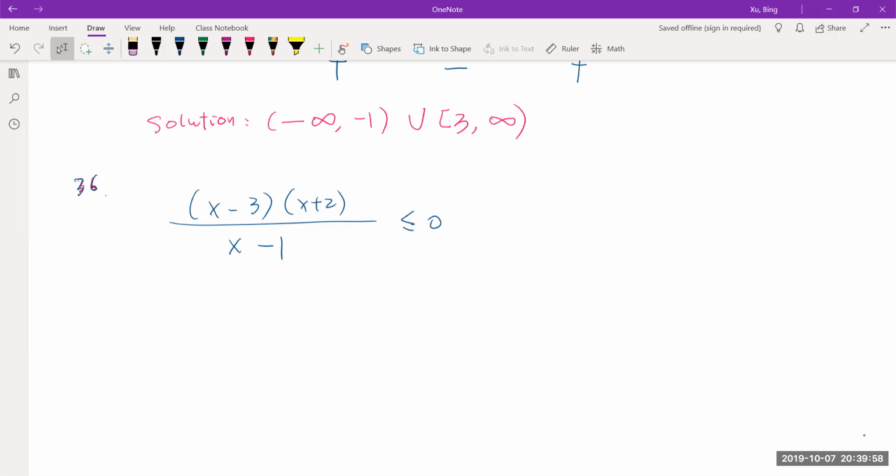Is it supposed to be positive or negative? What do you mean? Less than or equal to 0? Do I want this to be positive or negative? Yeah, negative, because it's less than or equal to 0. Less than or equal to 0 means negative or 0, right? Am I making sense? Yeah. Okay.